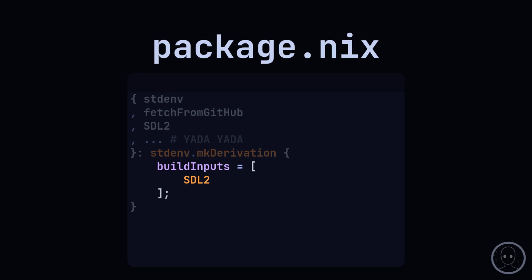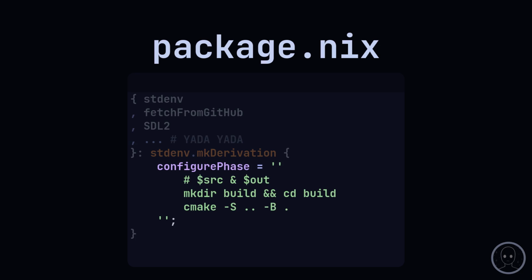Onto the phases. These are bash snippets called by stdenv.mkDerivation. Some important variables used in the snippets are src, the final store path of the source code, and out, the store path that the final package will be copied to. There are a few types of phases. First we have configure phase. This will run the ./configure script by default. It's also used to run more complex cmake setup.